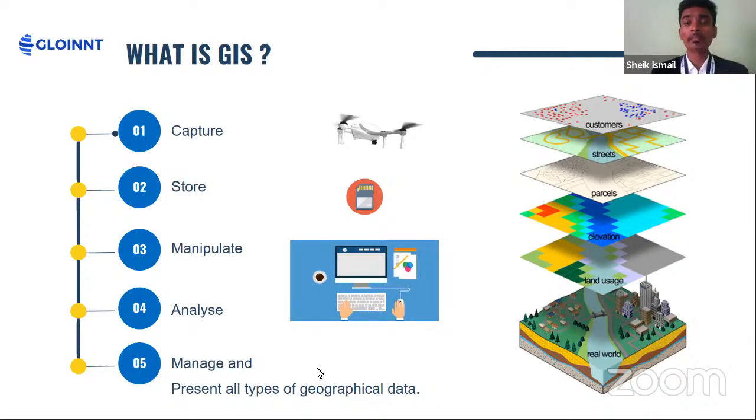Present all types of geographical data in a map. See the right hand side. The bottom layer will be the real world. The surveyors, the data capturing engineers and executives capture data with the help of a surveying instrument, for example a drone. I capture images from the top view and then start processing the data in order to prepare outputs.